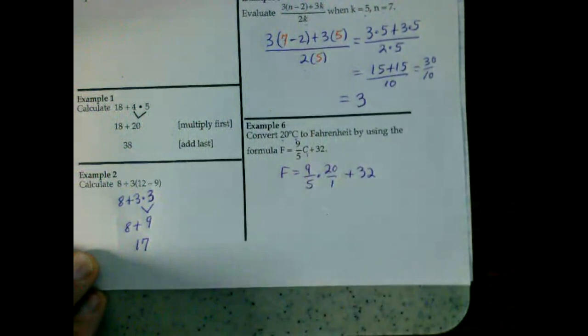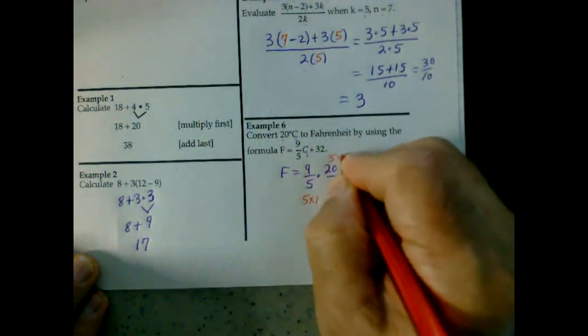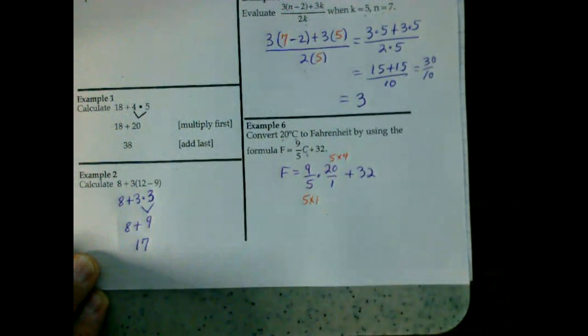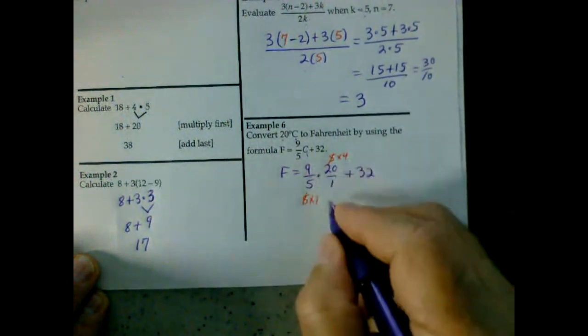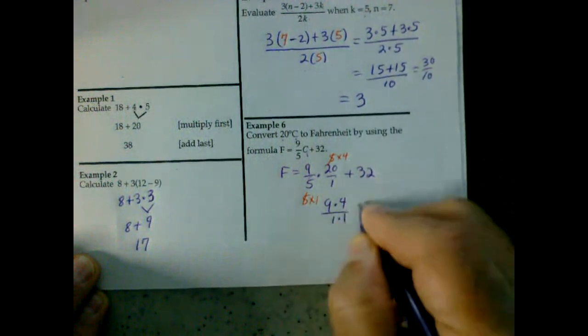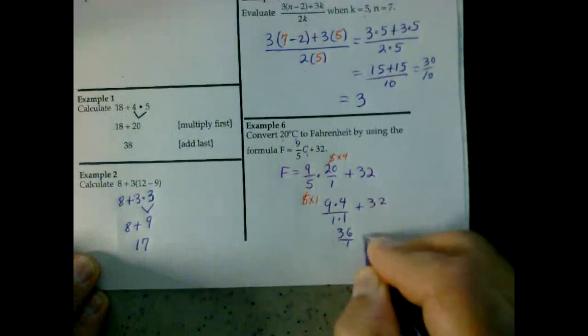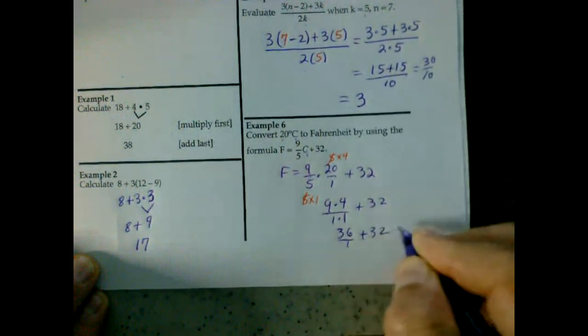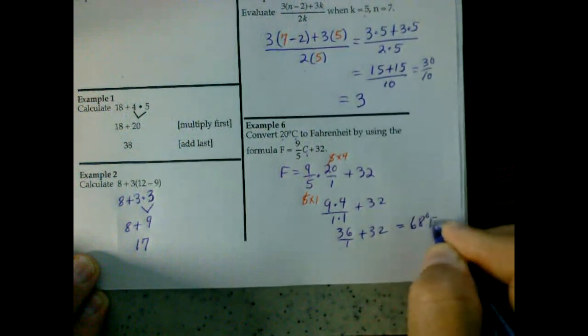So let's see what we can do here. 5 times 1, 5 times 4. We can cross out the 5's. And we get 9 times 4 over 1 times 1 plus 32. 36 over 1 is 36. And that's going to be a total of 68 degrees Fahrenheit.